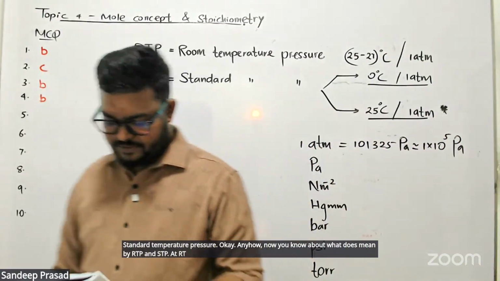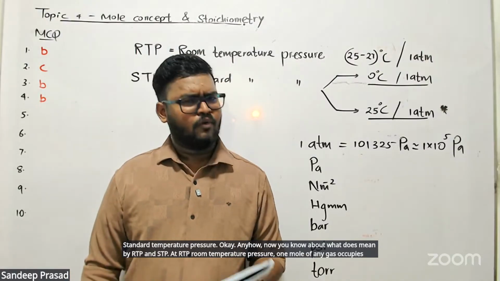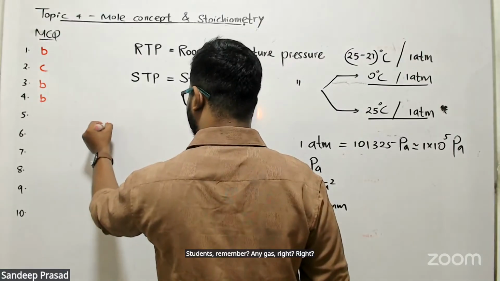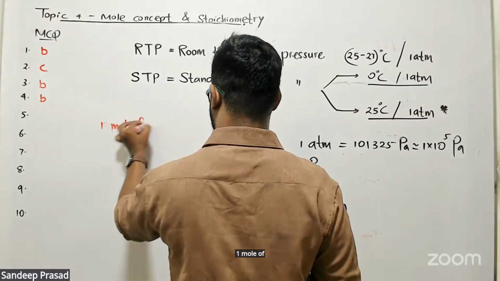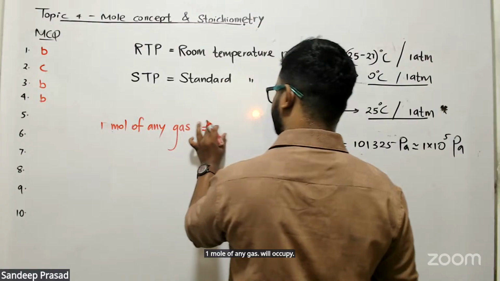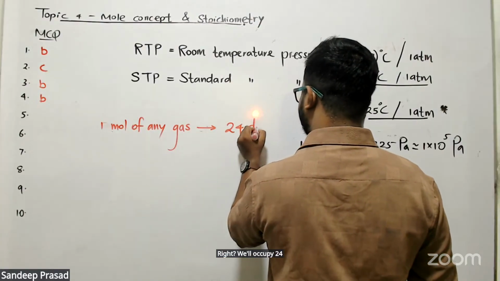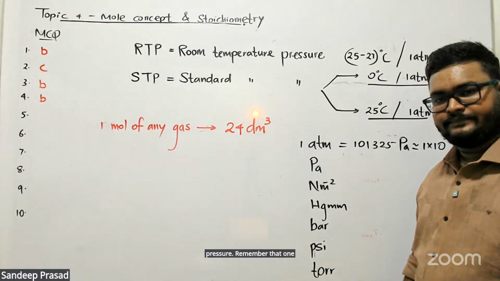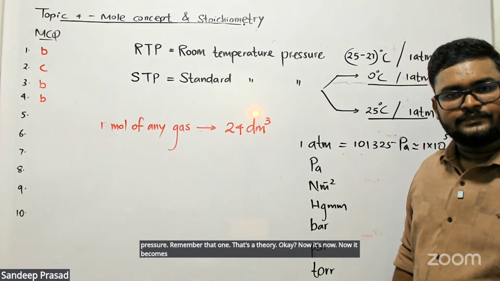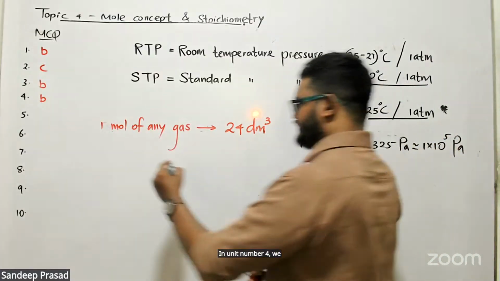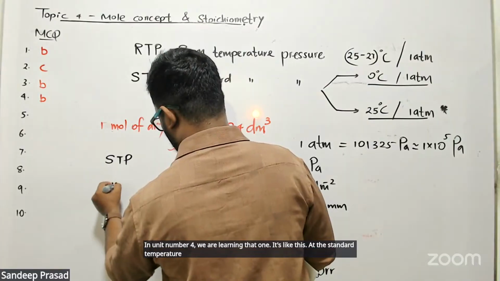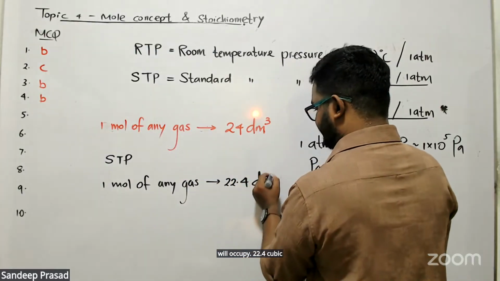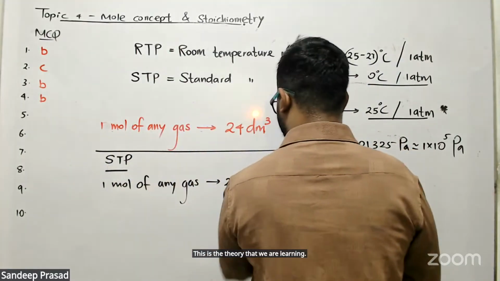At RTP, room temperature pressure, 1 mole of any gas occupies a volume of. Students, remember, 1 mole of any gas will occupy 24 cubic decimeter volume at room temperature pressure. Remember that one. That's a theory. In unit number 4, we are learning this: at the standard temperature pressure, 1 mole of any gas will occupy 22.4 cubic decimeter. This is the theory that we are learning under unit number 4.